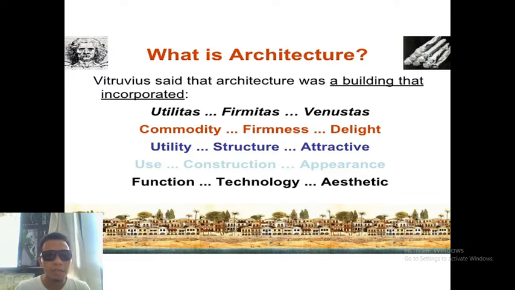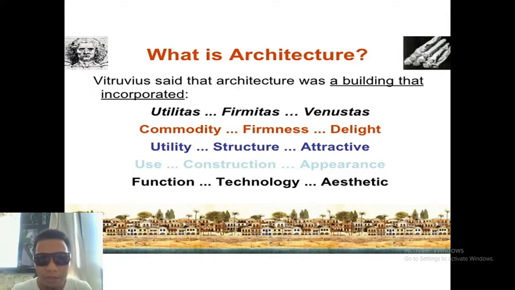At the same time, Firmitas speaks about the firmness, the strength, the construction method, the technology, so that the building will be erected in such a way that it is safe and provides safety, and it's stable and strong against occurrences such as earthquakes and other forms of natural disasters.